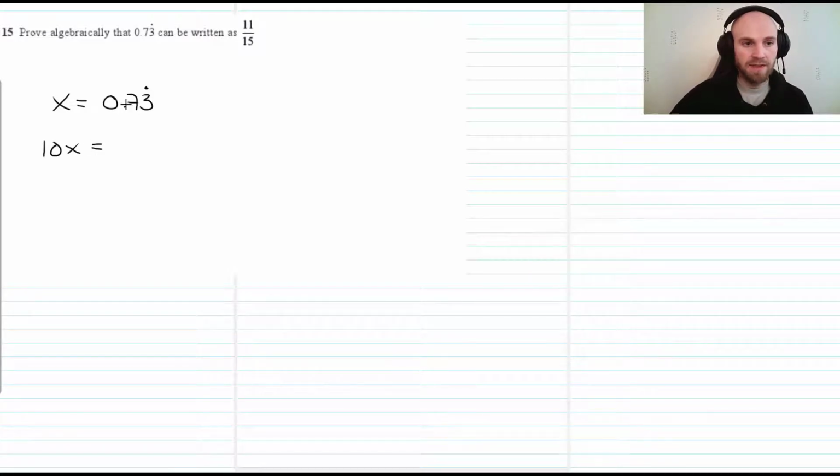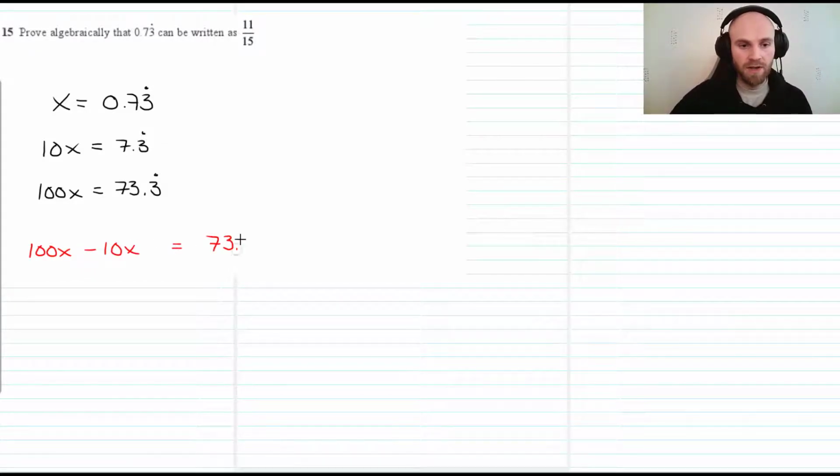Okay, so x equals 0.7 with the 3 recurring. 10x, well, we're just going to move this decimal point to here. So that's going to give us 7.3 recurring. And with 100x, this point here is going to go 1, 2 to 73.3 recurring. So we just switch to red. Well, if we go 100x minus 10x, this is going to equal 73.3 recurring minus 7.3 recurring. Well, 100x minus 10x is 90x. 73.3 minus 7.3 is the same as 66.